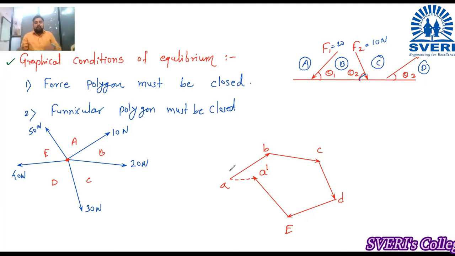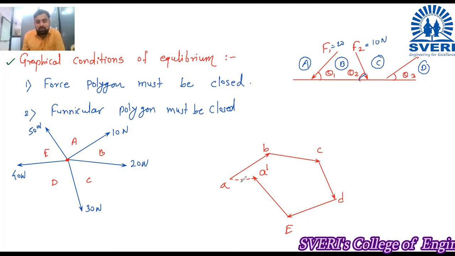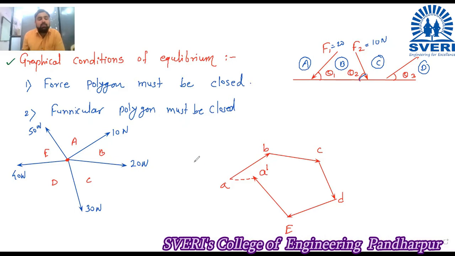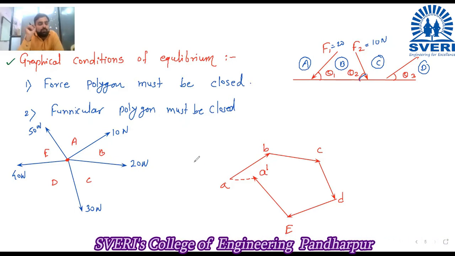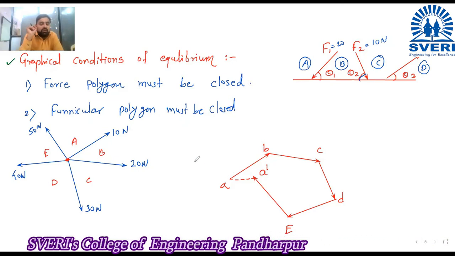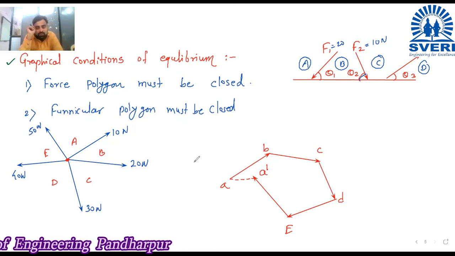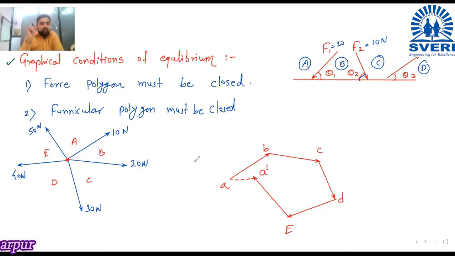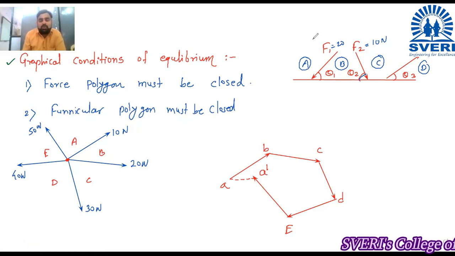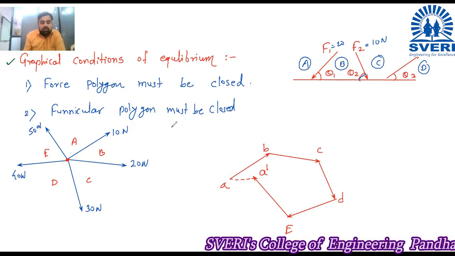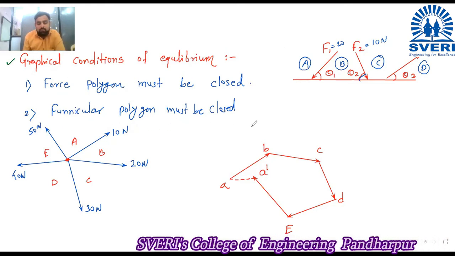Okay. And the another case is, instead of this A dash, your point from E will directly meet at point A. So your resultant will become 0. It says that your funicular polygon is closed. This is the meaning of your funicular polygon is closed. So these are the two conditions of this equilibrium. Force polygon must be closed and funicular polygon must be closed.